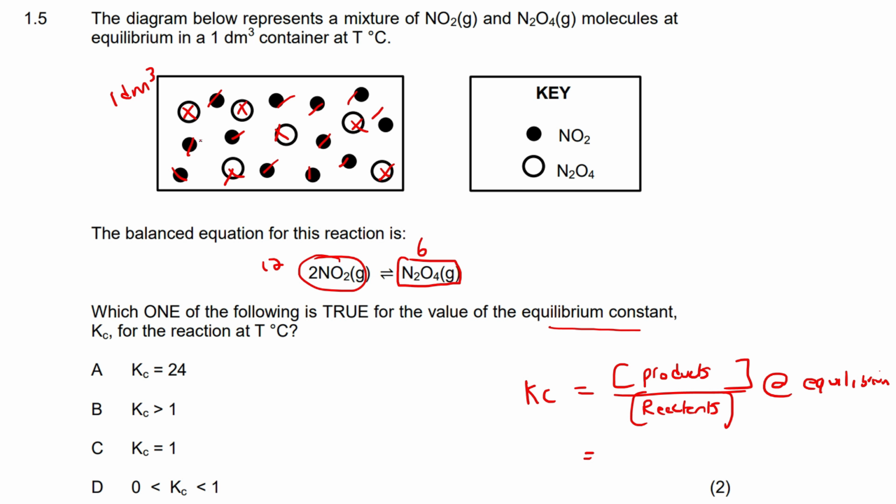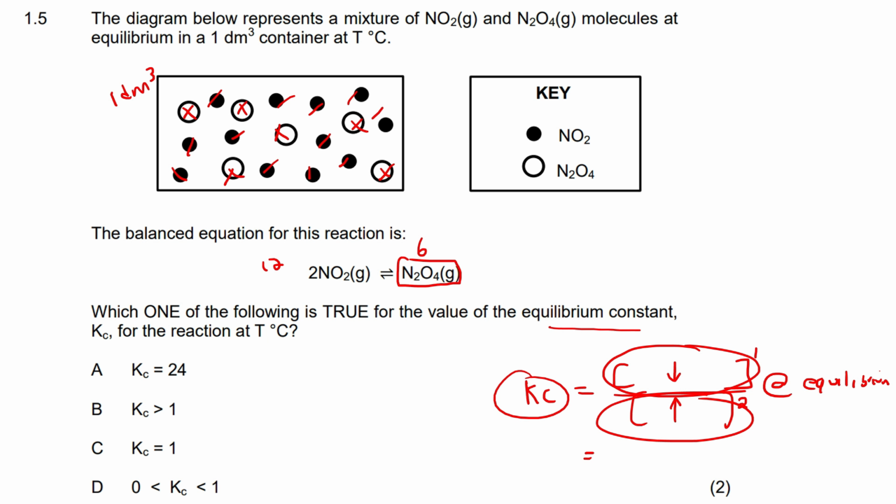Immediately you can see that the concentration of the black balls is much larger. So this value at the bottom is going to be a much larger value, and it's going to be to the power of 2, if you remember how Kc works. The top is going to be quite a small value, and it's just going to be to the power of 1. So the numerator is going to be very small and the denominator is going to be very big. Mathematically, that makes this Kc small. So it's not going to be 24. It's not going to be bigger than 1. It's not going to be equal to 1. It is going to be somewhere between 0 and 1, definitely. It can't go negative, so the answer is D.